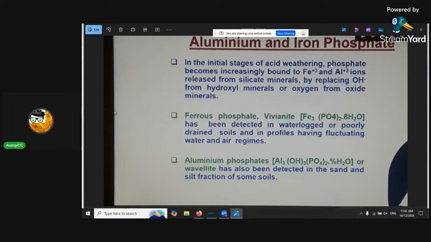In the initial stages of acidic weathering, phosphate becomes increasingly bound to iron and aluminium ions, releasing the silicate minerals by replacing the OH- from the hydroxyl minerals or oxygen from the oxide minerals. So these are the two forms of ferrous phosphate. Has been detected in water-logged or poorly drained waters, and in profiles having fluctuating water and air regimes. Aluminium phosphates have also been detected in the sand and silt fraction of some soils. That's not good. You don't want that one. Because remember, the cation exchange, very important. You don't want that in the soils to bind it up.